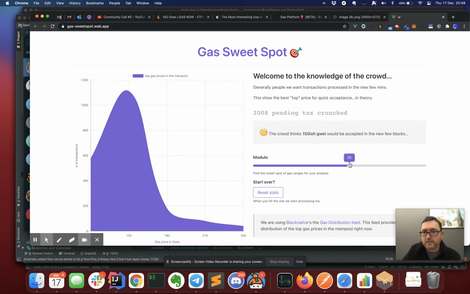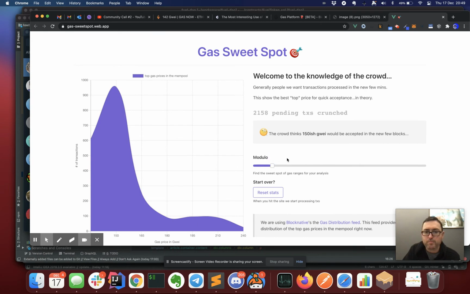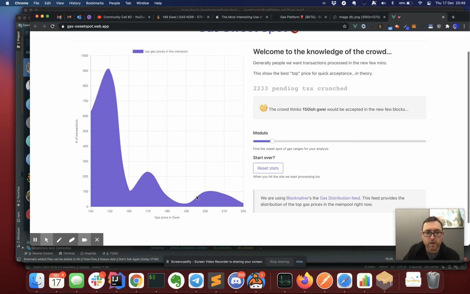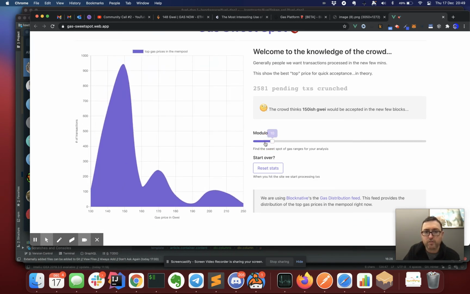So we've made this configurable. You can actually play around with this modulo setting, which is almost the range of gas. And we're just polling the actual distribution endpoint, the distribution feed. We know that some of the transactions might be counted twice, but really what we're looking for is the trends.